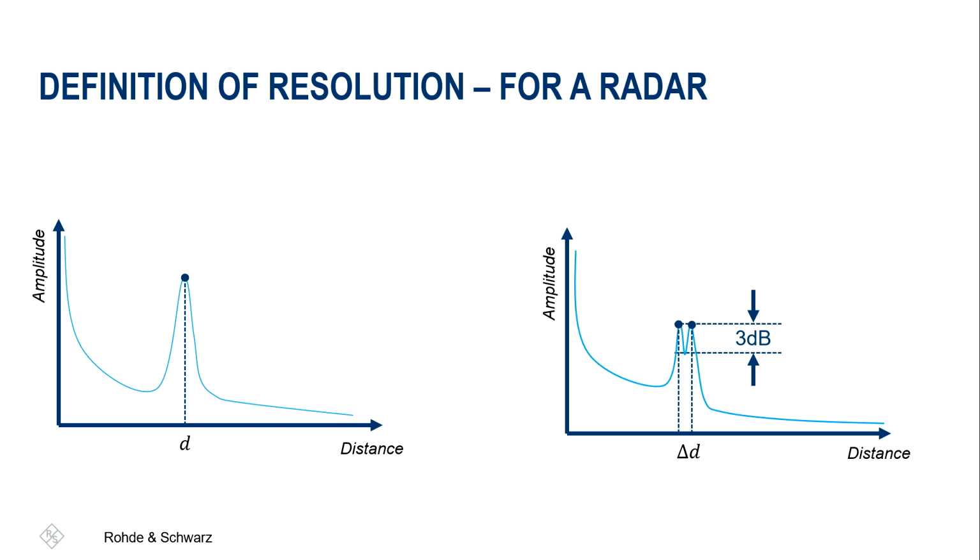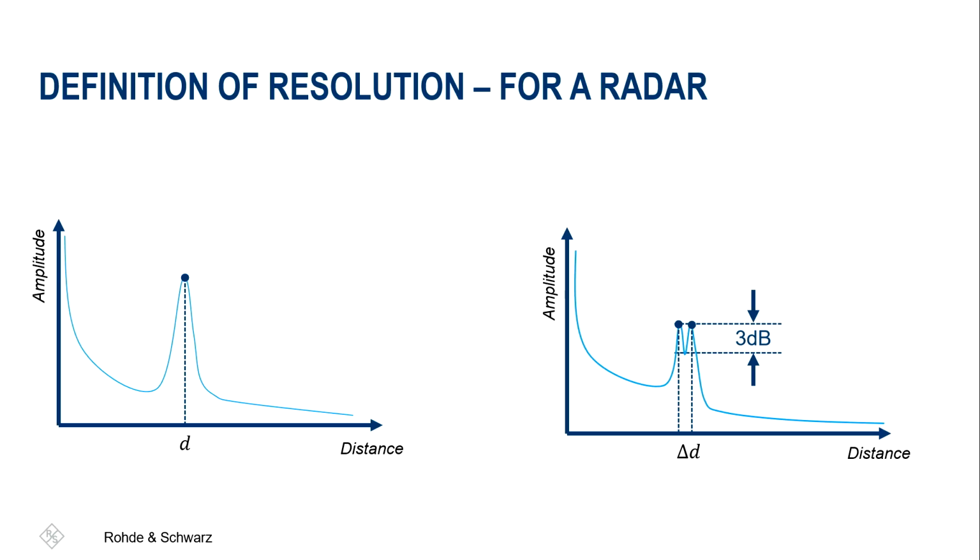Let's start with the definition for a radar. On the left-hand side, you can see the typical receiving plot of a radar, where we have the distance on the x-axis and the amplitude of the received signal on the y-axis. In this case, we have one clear target at a certain distance d, and we see that this target is clearly standing out of the noise. So we can clearly say this is where the target is. The accuracy of target detection here is quite high because we only have one target.